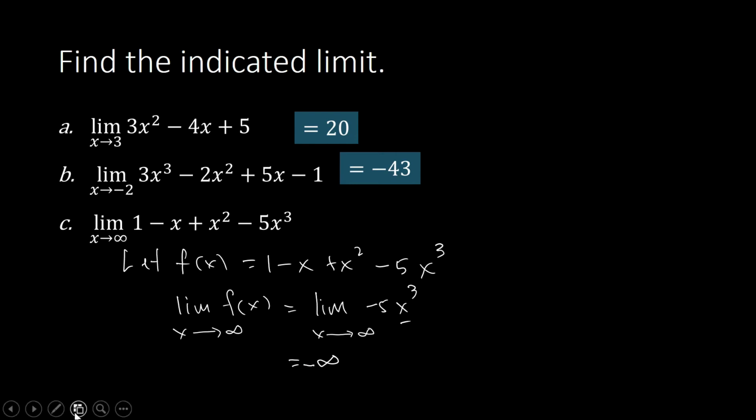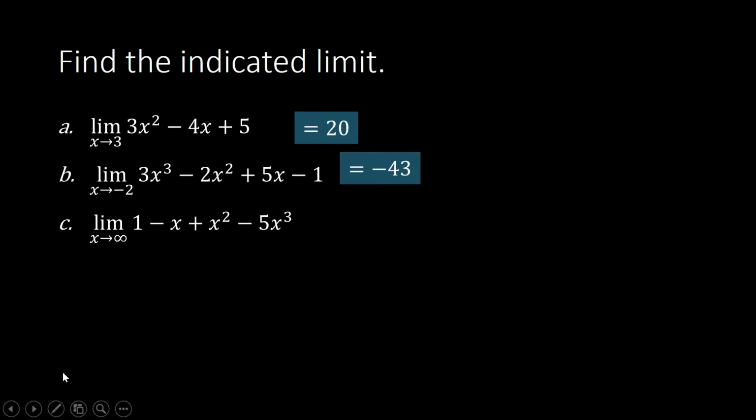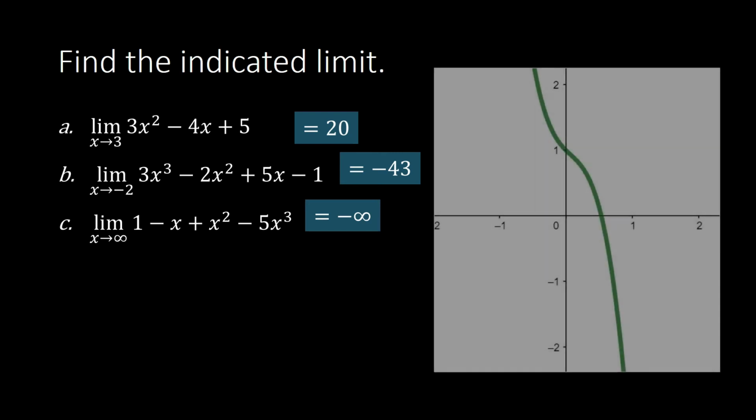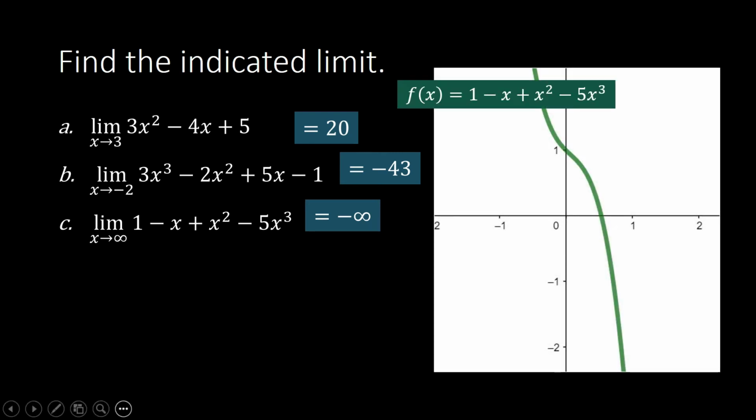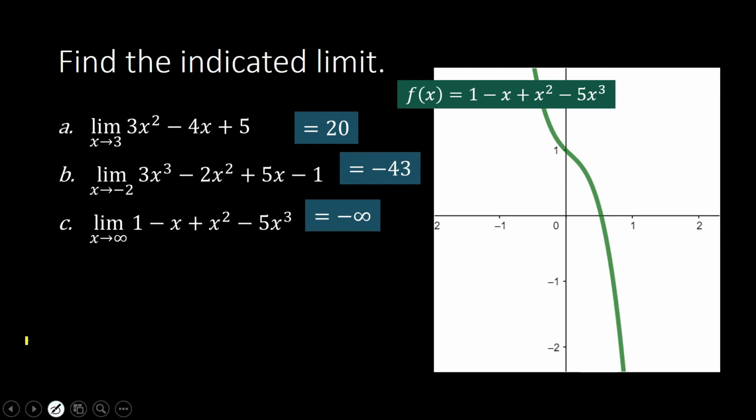I will open GeoGebra and I will produce a graph for this function. Let us verify that indeed the limit of our function as x approaches infinity is negative infinity. F of x is equal to 1 minus x plus x squared minus 5x cubed. And as x approaches infinity, look at that, your function goes to negative infinity. Okay? It decreases without bound.